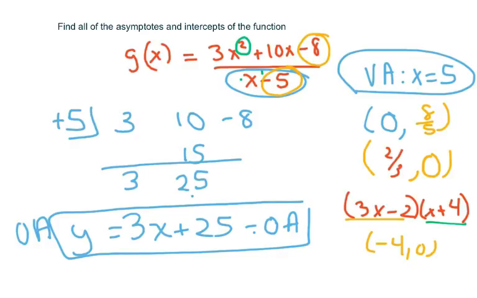So there's your intercepts, and you have two asymptotes, a vertical and an oblique. We don't have a horizontal.